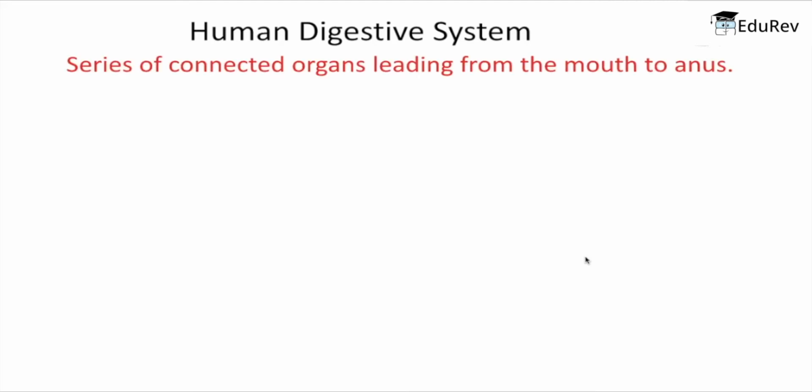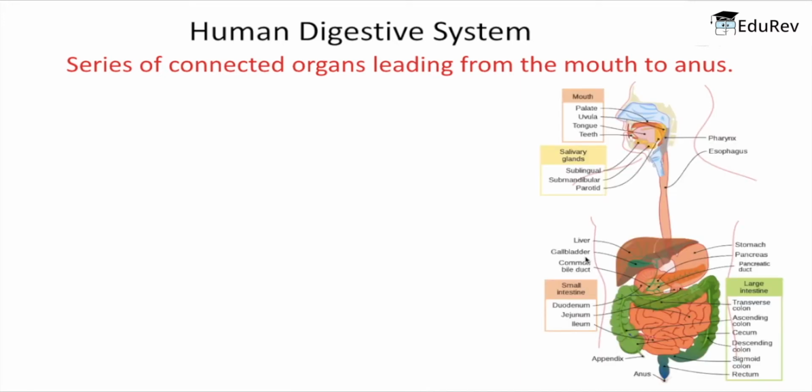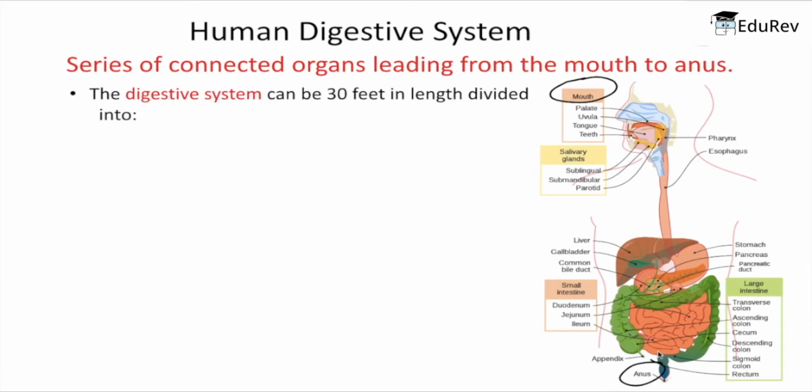Now let me introduce you to our human digestive system. Basically, our human digestive system is a series of connected organs leading from our mouth to the anus. As you can see in this image shown on your screen, see how long our digestive system actually is. Yes, our digestive system can be 30 feet in length and is divided into various parts such as the oral cavity, which we also call our mouth. This is the first part of our digestive system.